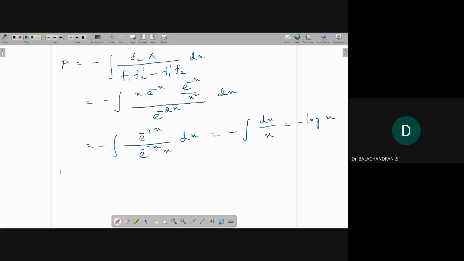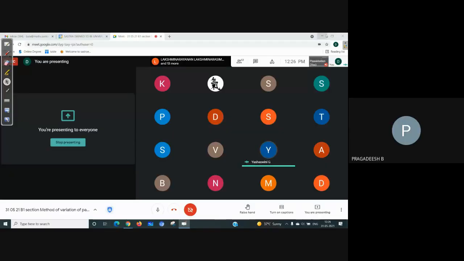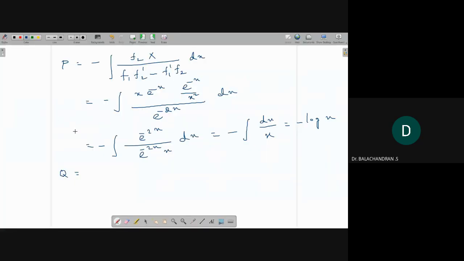And what is q? Minus 1 by x. Minus 1 by x is correct. Good. Okay. What is the final answer? PI, minus e power minus x into log x plus 1. Yes, correct. Good. I think some of you are solving independently. Okay, good.